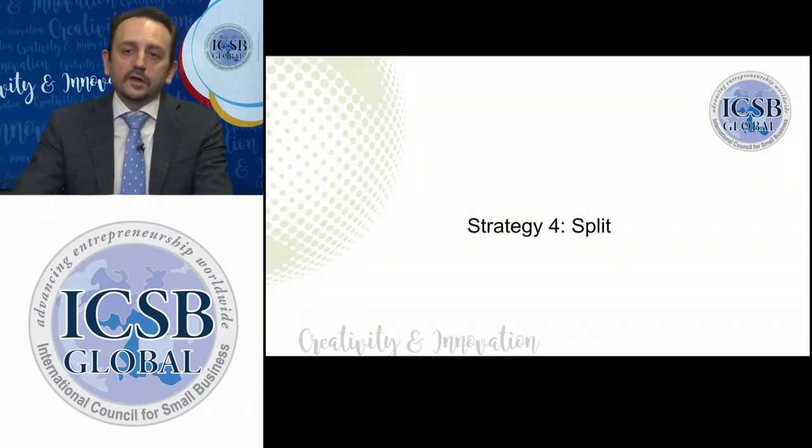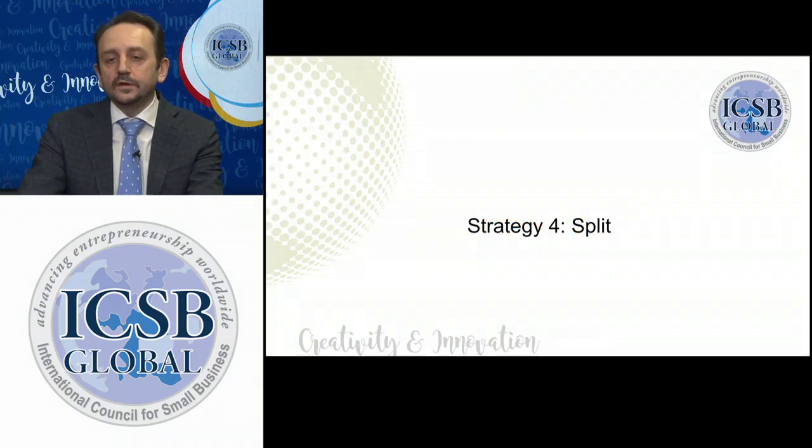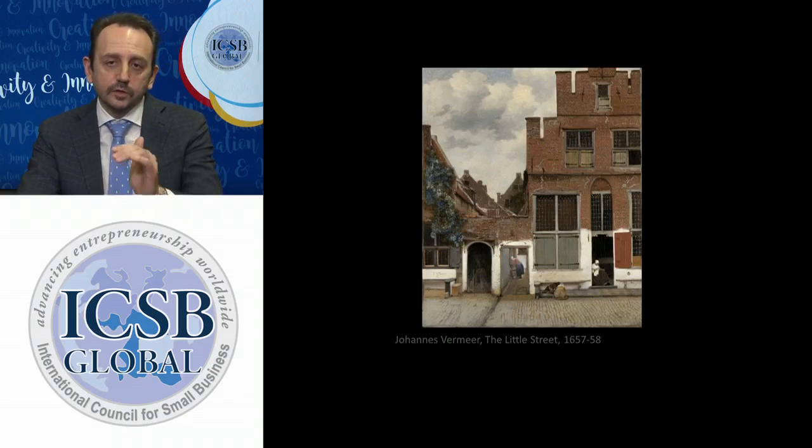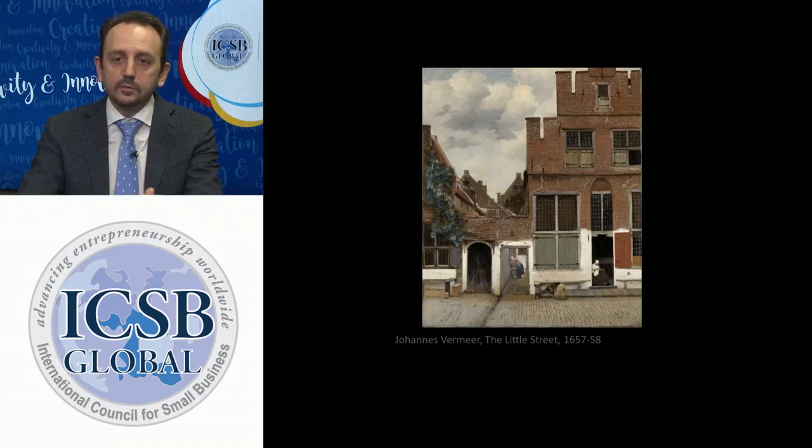Strategy number 4 is what we call split. What this is about? Splitting is about organizing information at different levels so that you can access information easily. So you can explore information at the different levels, and you can move across levels depending on what you need and the level of details and complexity you need to deal with. So again, let's use a painting to illustrate how this works.